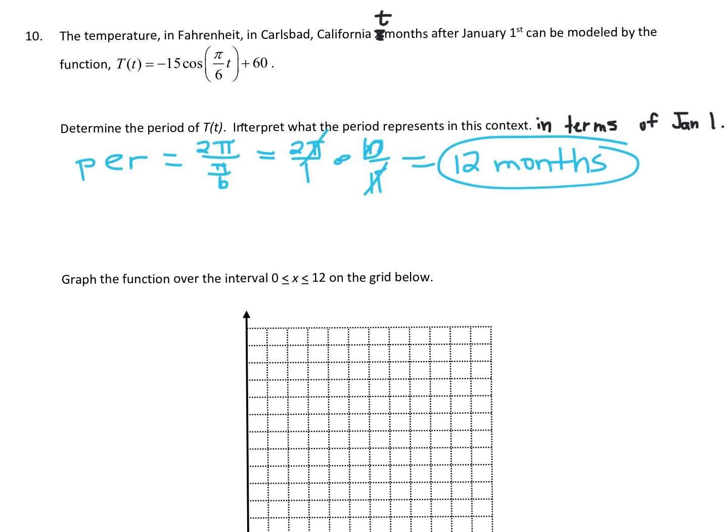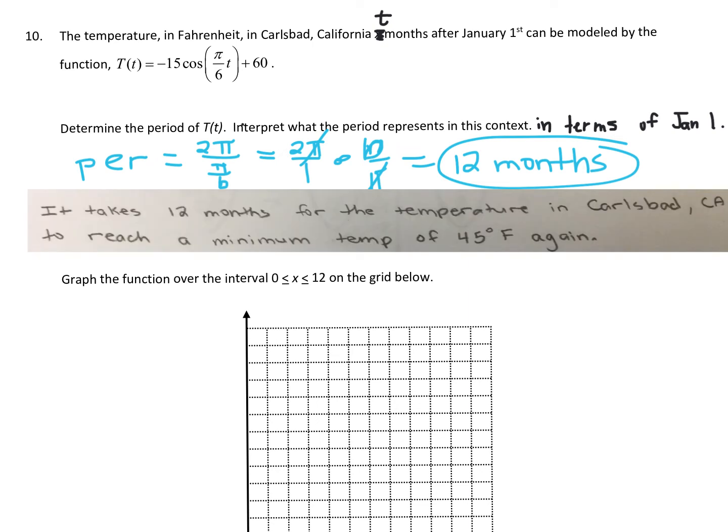Okay, now it says to interpret what it represents in the context of this problem, but I want you to be a little more specific. I mean, in terms of January 1st. So what does this mean in the context of the problem in terms of January 1st? Okay, so the period, we know period just means how long it takes to complete a cycle. So if it takes 12 months to complete a cycle, it means it's going to take 12 months for the temperature in Carlsbad, California to reach the same temperature that it was on January 1st of the previous year.